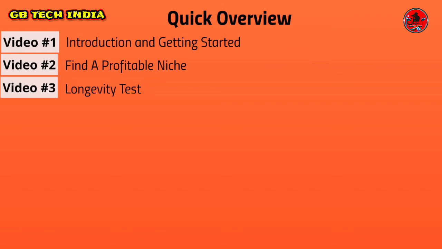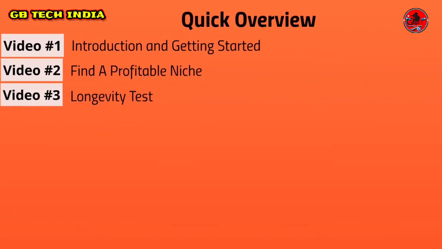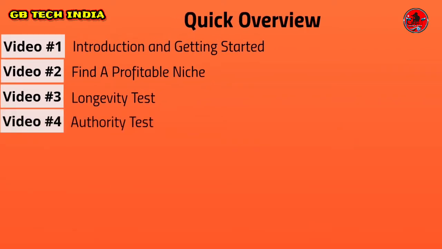And video number 3, we're going to do the longevity test to make sure that that niche can last a long time, for decades, literally. And video number 4, we're going to talk about the authority test to make sure that you are indeed the authority. How do you know? We'll ask some questions that you can answer. We'll put you through some tests to make sure that is the case. And of course, number 5 is going to be the competition test to make sure that you have enough competition.